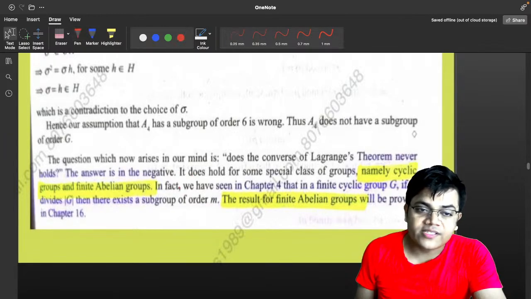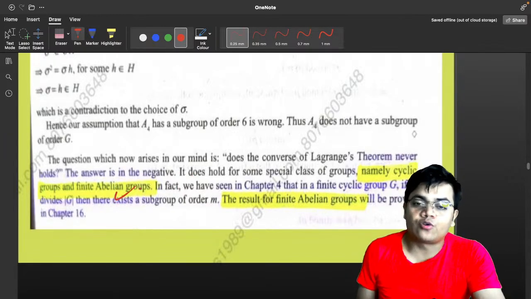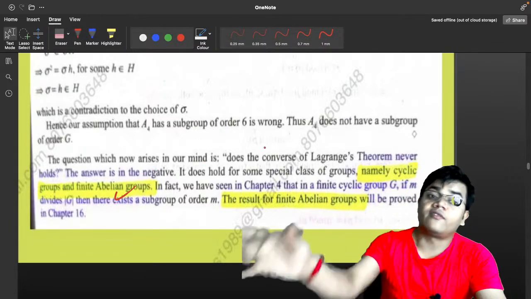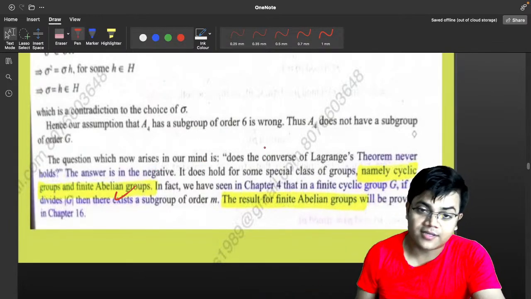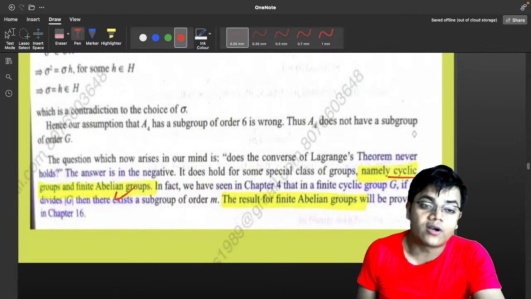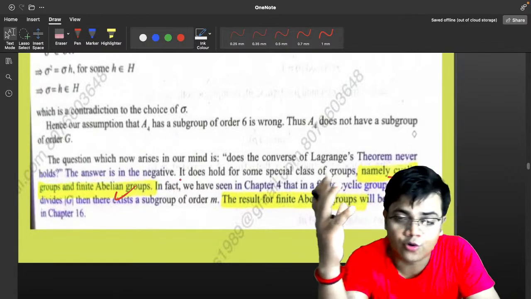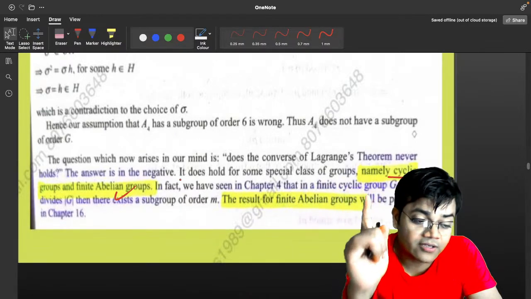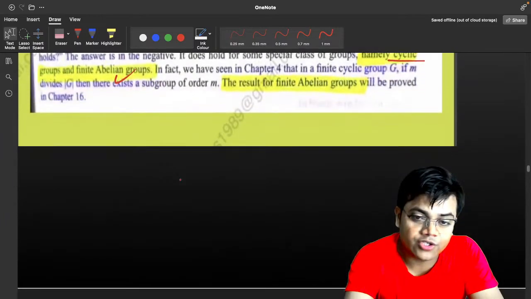For cyclic groups and finite abelian groups, the converse is true. You cannot say that the converse of Lagrange's theorem never holds. You will say sometimes it holds, sometimes it does not. But if we discuss Lagrange's theorem on a cyclic group or finite abelian group, then the converse is always true. But with the condition, now the question is over here.